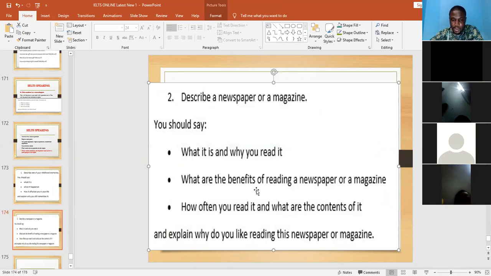Okay, describe a newspaper or a magazine. You should say what it is and why you read it. Okay, so that's the task. You have 1 minute to plan, and after that, I will tell you when to start talking.